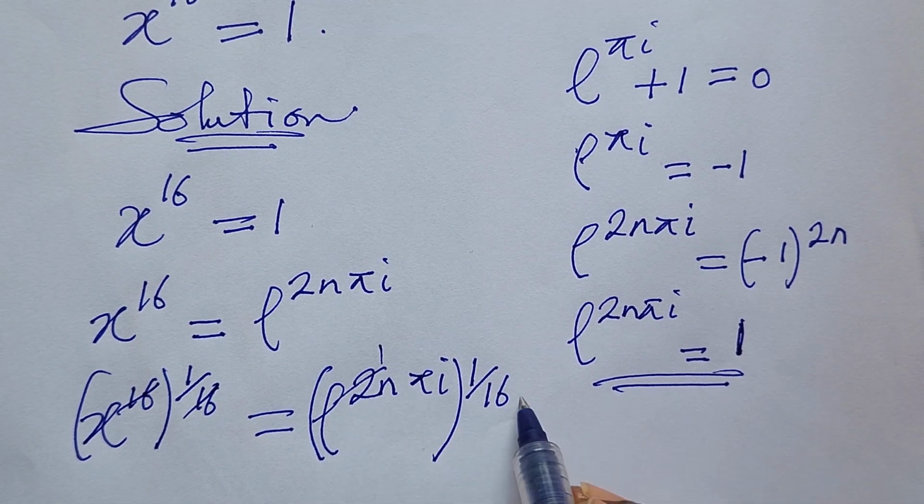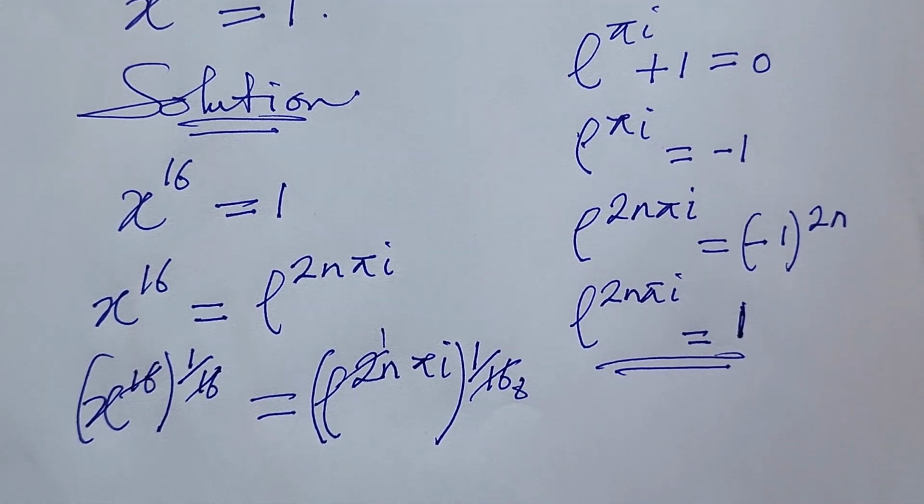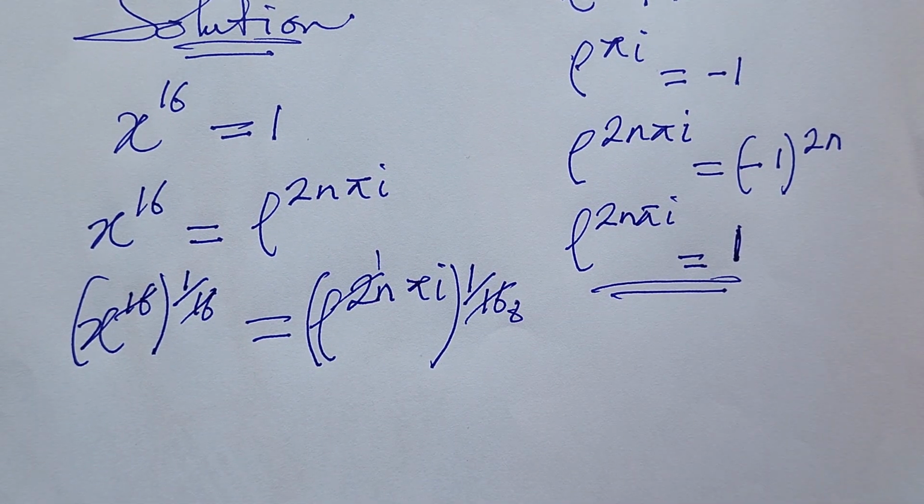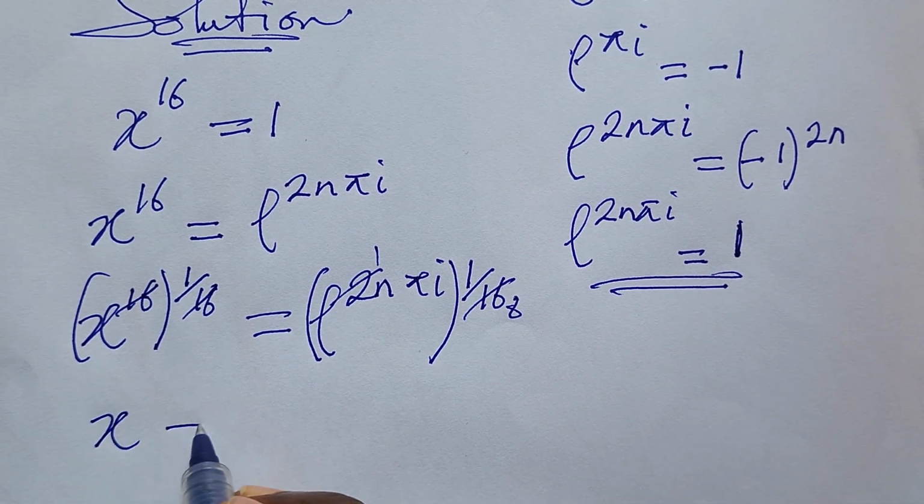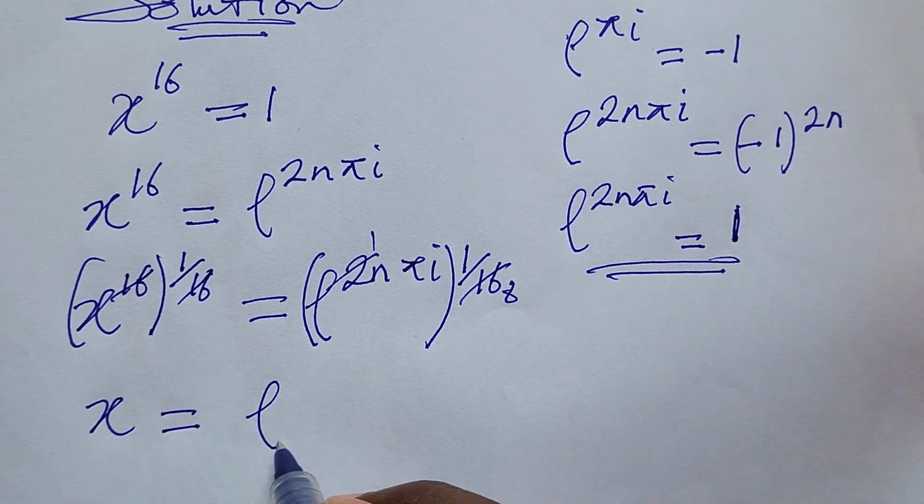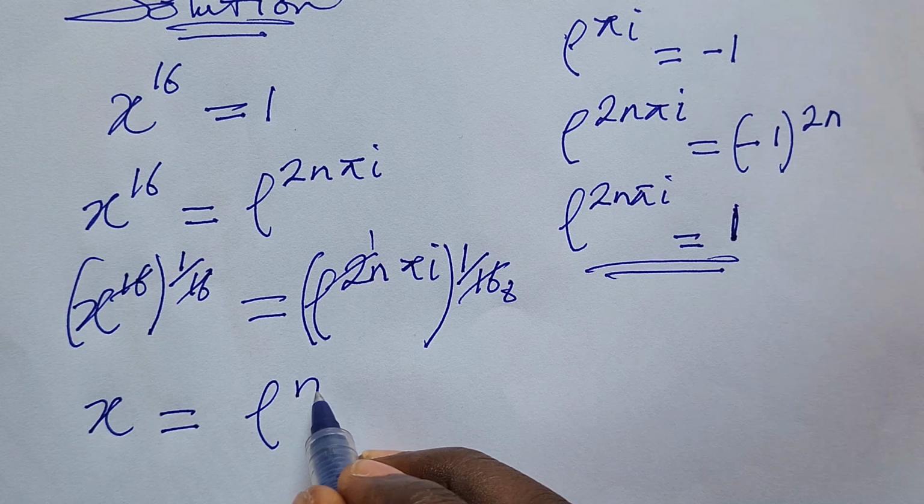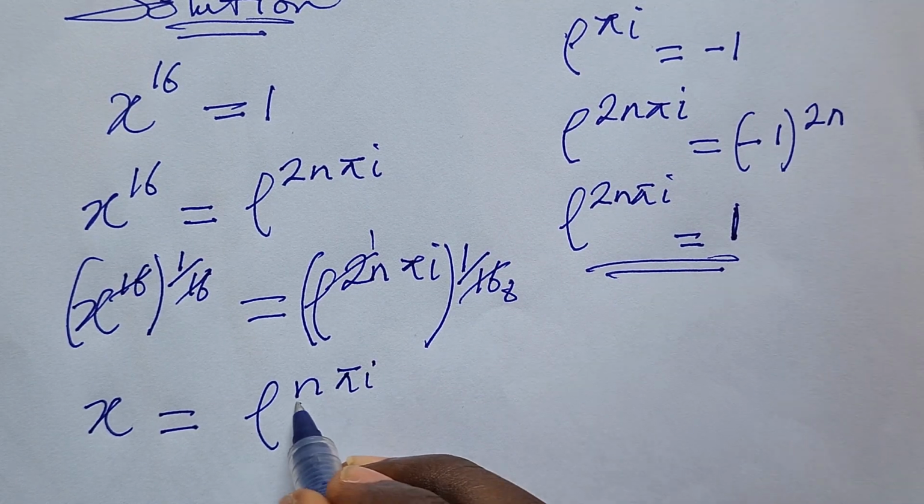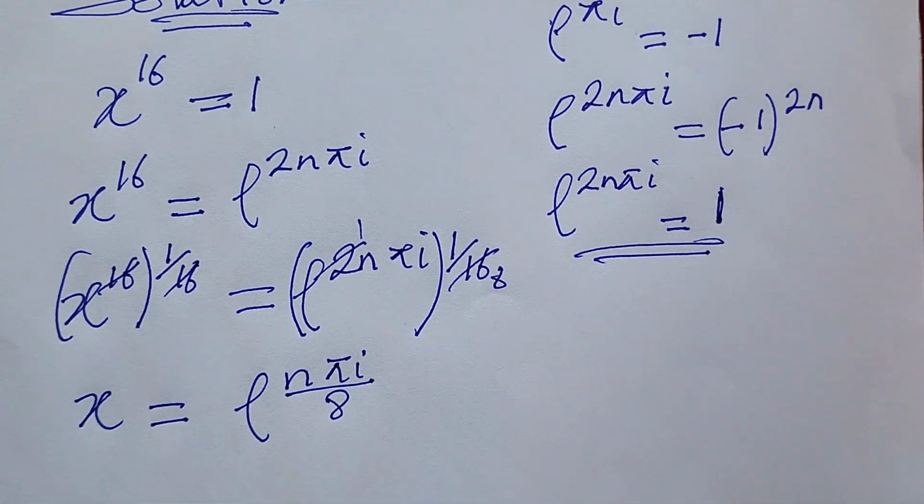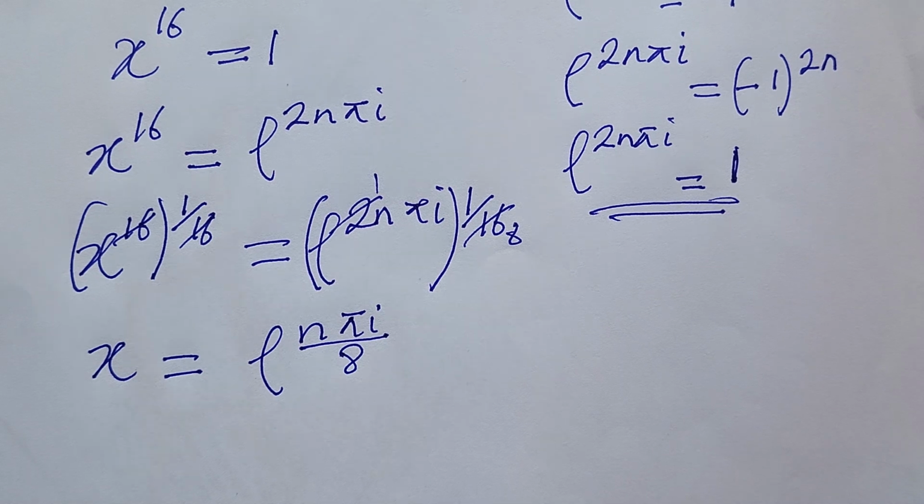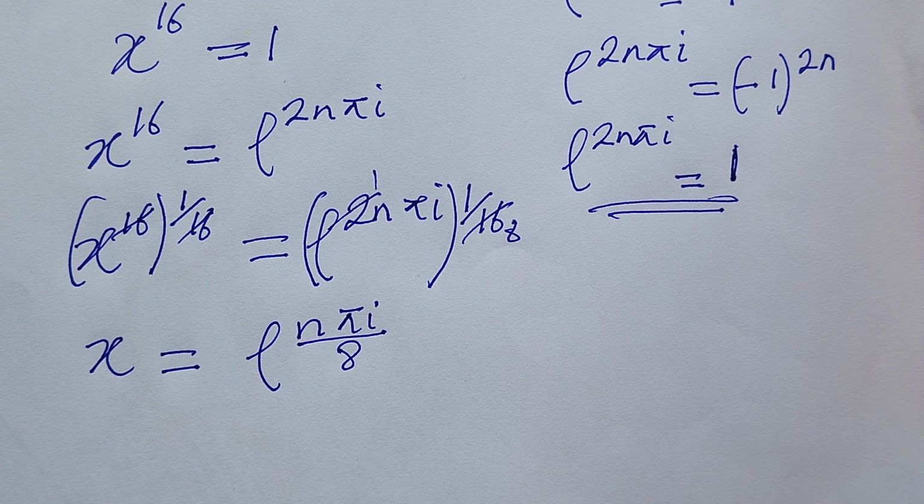Here 2 over 16 will give us 1 over 8. So our equation automatically will become x equal to e to the power of n pi i all over 8. So we now have a very nice expression for our challenge.